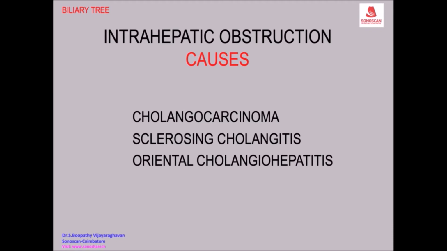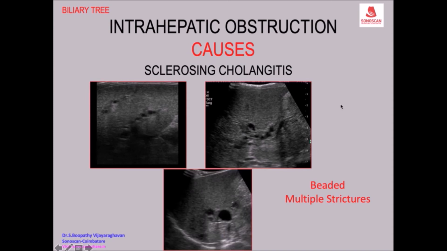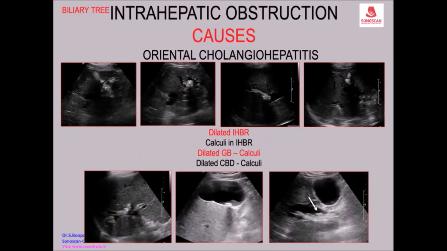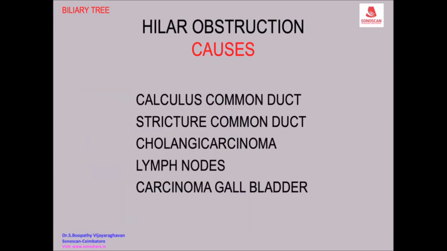Now, we go to the diagnosis of the causes. Causes in the intrahepatic portion of the bile duct are cholangiocarcinoma. In the bifurcation, again it is beaded, and the common duct also may show strictures. So, this is the typical appearance of sclerosing cholangitis. And this is the typical appearance of oriental cholangiohepatitis. Now, in the hilum or in the periphery it can be one of these.